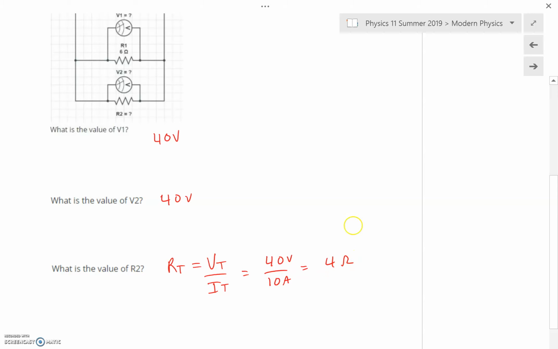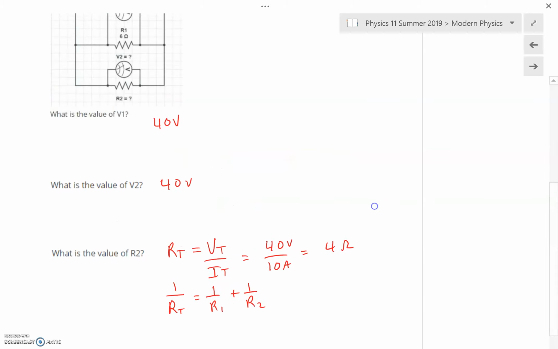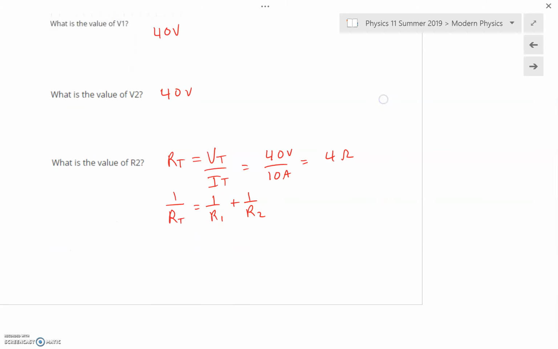We also know that in a parallel circuit, 1 over RT is equal to 1 over R1 plus 1 over R2. Given these, if we're looking for R2 in this case, we can rearrange the formula to give us 1 over R2 is equal to 1 over RT minus 1 over R1.